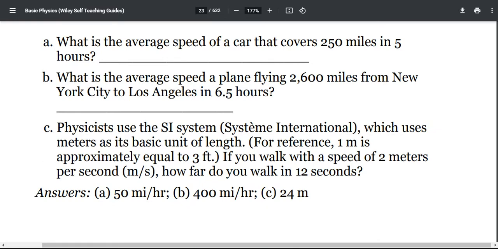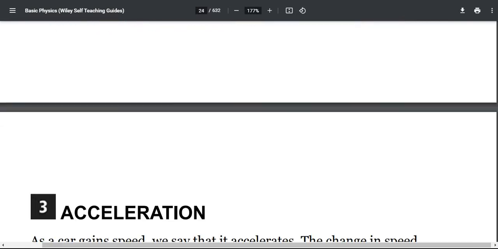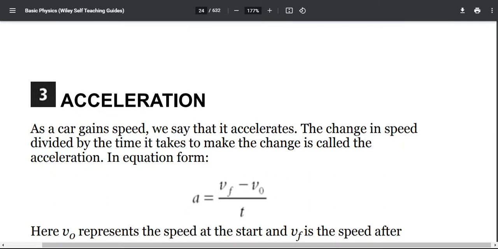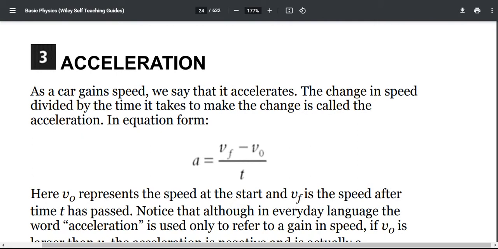The third, acceleration. As a car gains speed, we say that it accelerates. The change in speed divided by the time it takes to make the change is called the acceleration. In equation form, A equal to Vf minus V0 divided by t.